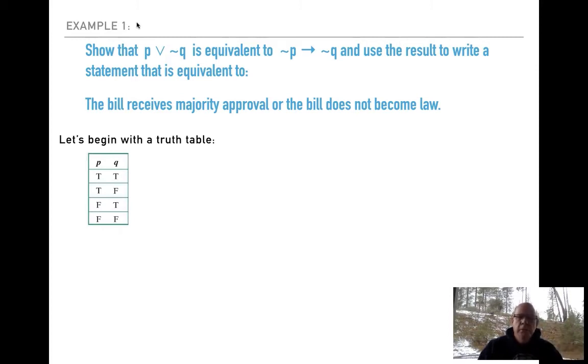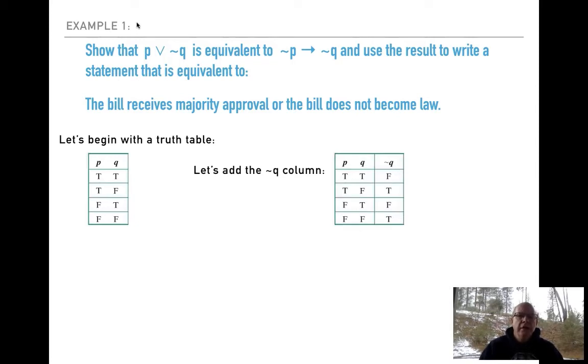We've been doing this, right? We're going to add the not Q column because, again, the first statement here is P or not Q. So we need the not Q column, so we're going to add that. So again, for every Q we just flip the truth value of it. And so if Q is true, not Q is false. If Q is false, then not Q is true. Same thing, Q is true, not Q false. Q is false, not Q is true. So we're just going through and flipping each one of those. Again, that's what the not does.